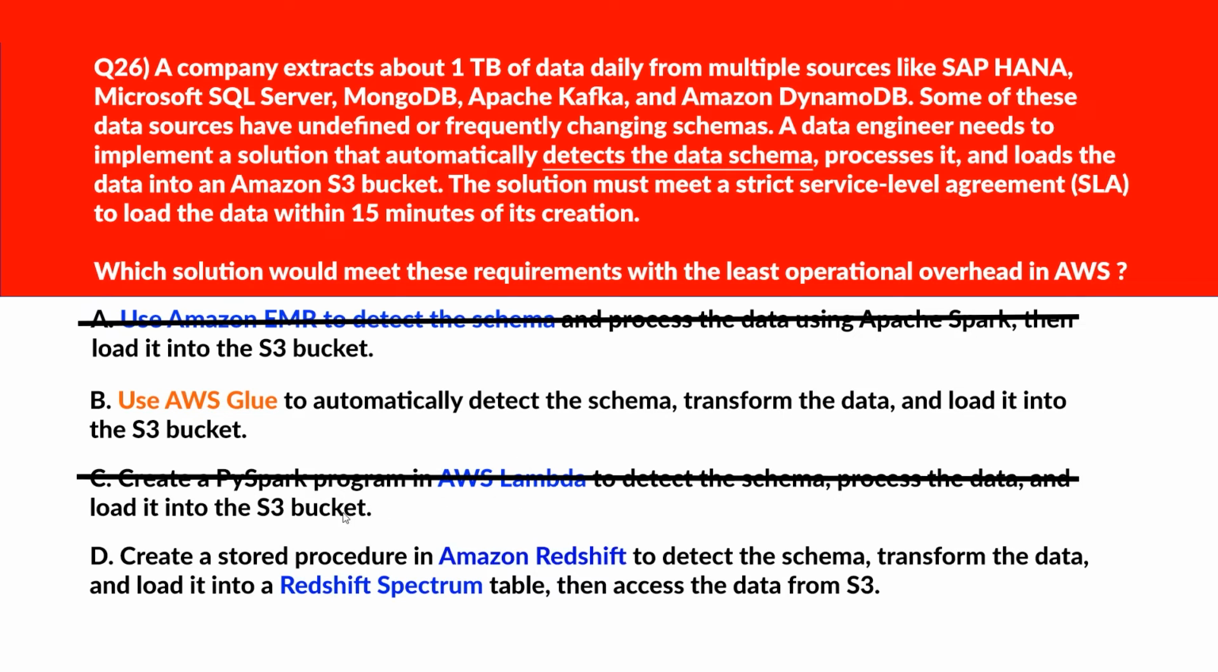Let's move to option D. D says create a stored procedure in Amazon Redshift to detect the schema, transform the data and load it into a Redshift Spectrum table, then access the data from S3. Amazon Redshift and Redshift Spectrum are better suited for analytics, not ETL, what we have as per the question. Therefore, D is out. Let's lock option B as the right answer.